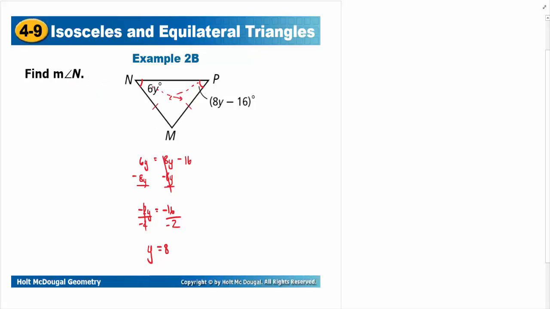Again, remember why I set this up. These were the base angles. The isosceles triangle theorem says that these base angles are congruent in an isosceles triangle. So I set those angles equal, and I solve for y. Now I need to find the measure of angle n. Well, that is going to be 6 times 8, so 48 degrees. So two different scenarios you can see where you have to understand that the base angles of an isosceles triangle are congruent. Either you create your own variables or they give them to you.